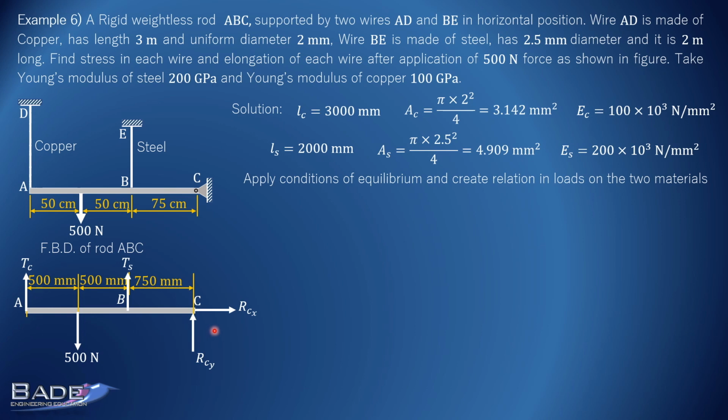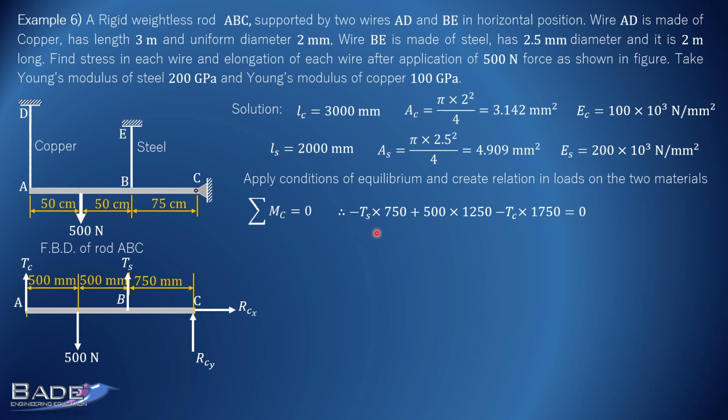But no problem, you know how to solve indeterminate system with conditions of equilibrium. One more condition we are going to use, that is relation between deformations of these two materials. So let's proceed. Right now don't apply all three conditions of equilibrium. We are not interested in RCX and RCY. Right now we simply want relation between TS and TC. So apply condition of equilibrium, sigma MC equal to 0, so that we'll eliminate RCX and RCY and we'll get relation between TC and TS.